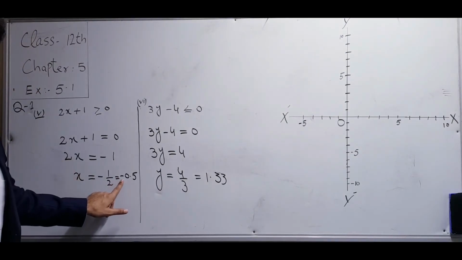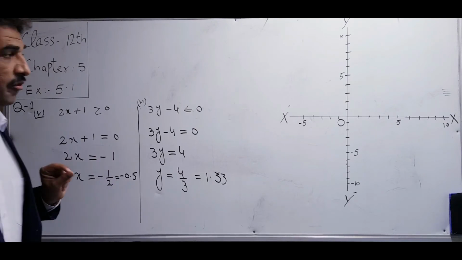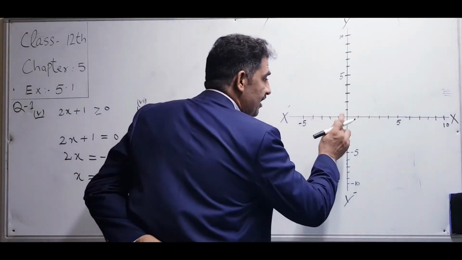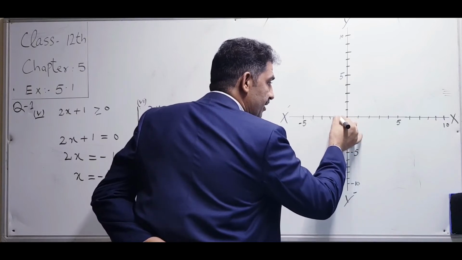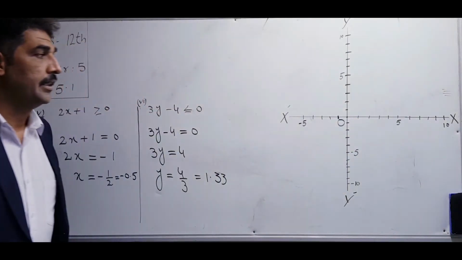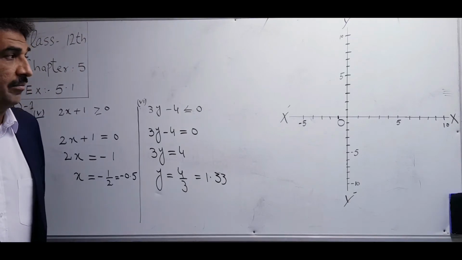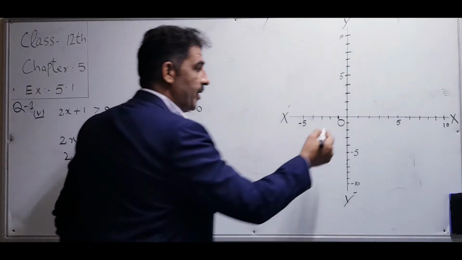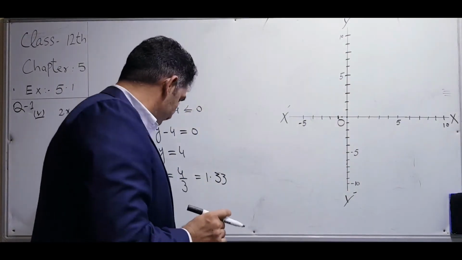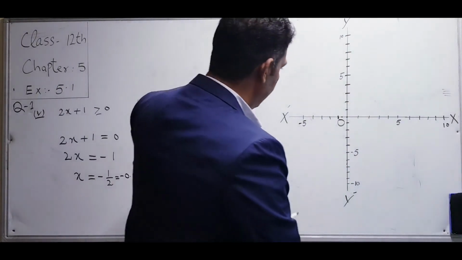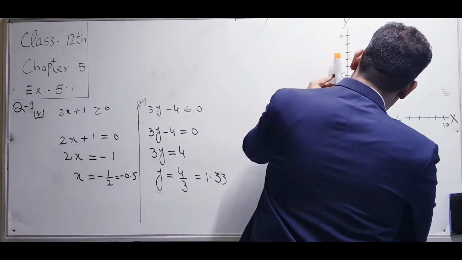Now x is equal to minus 0.5. Where is the value of minus 0.5? This is the origin, and this value is minus 1. So between both of them, the minus 0.5 will be here. So the line will be parallel to the y-axis, and we have to draw it like that. Just wait.